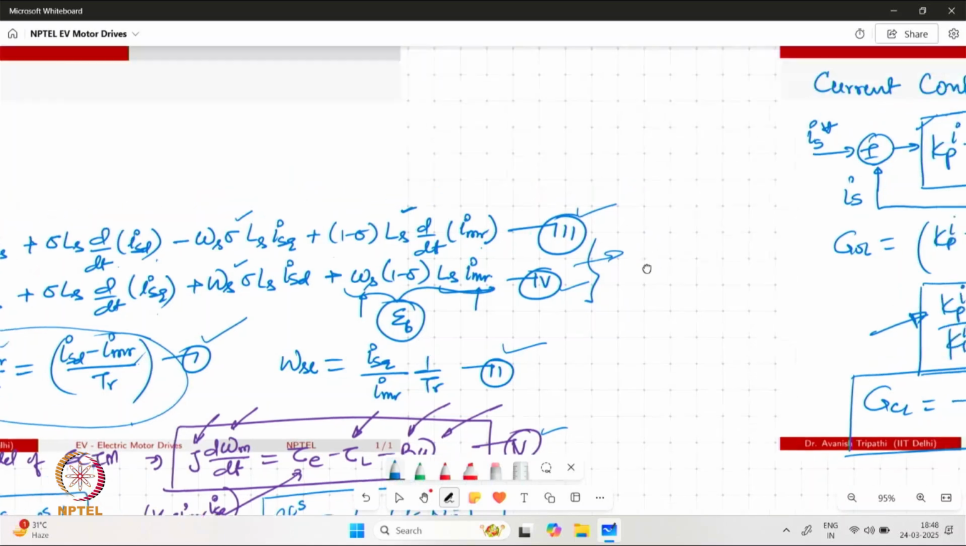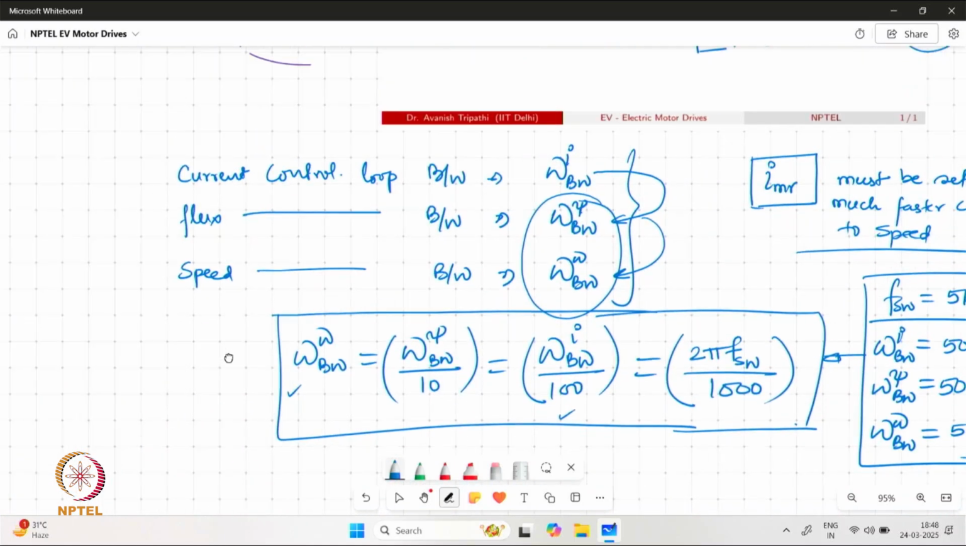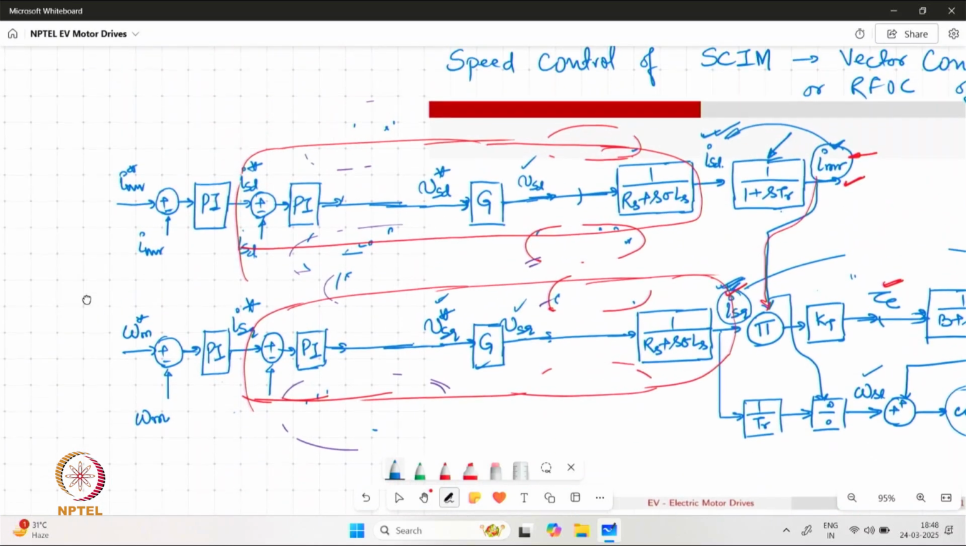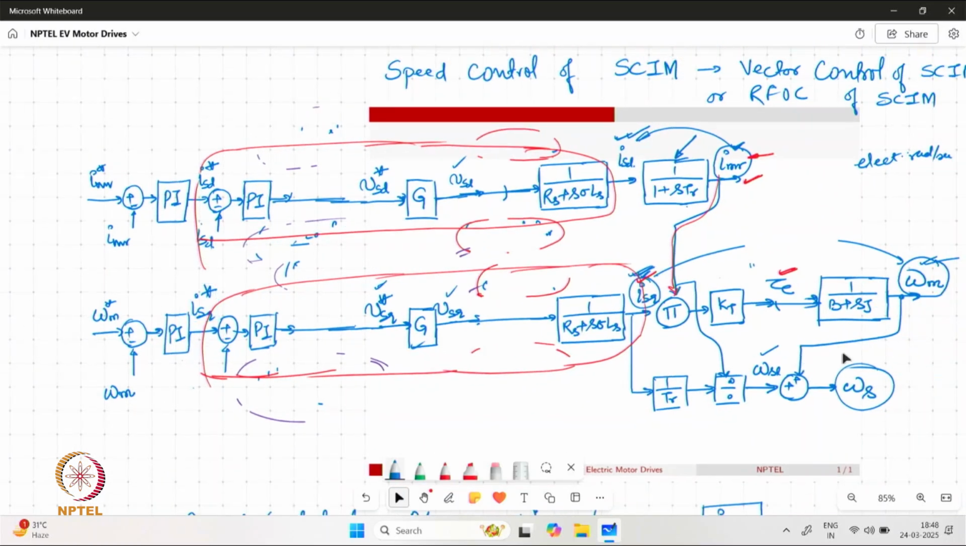From here we have gone on to understand what the whole block diagram is going to look like, and we have seen that some of the nonlinear terms can be cancelled through feed forward terms, and if we treat them as the disturbance, we can create a simple linear system which can be designed using PI controllers. So we have two inner current control loops within the flux loop and speed loop.